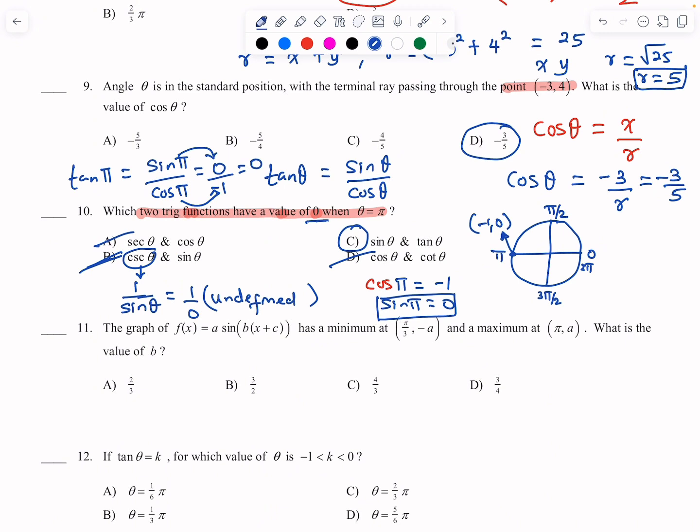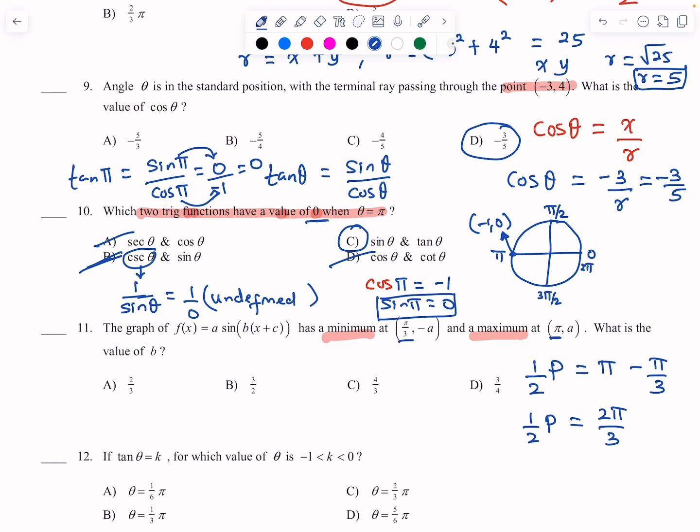Question 11 is asking us to find B. To find B, what are we going to do? Remember what I said in class: if you're going from maximum to minimum, that means we're doing half of the period. So maximum to minimum is half of the period, which is the same thing as pi minus pi over 3. Let's do the math real quick. You have 1 over 2 P equals pi minus pi over 3, and that is going to give you 2 pi over 3.